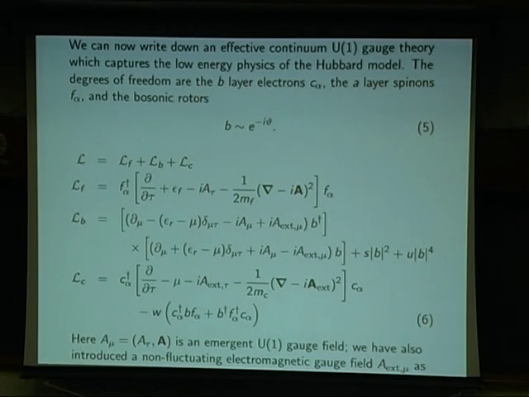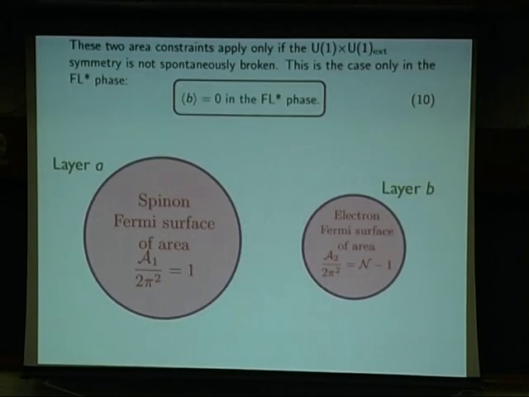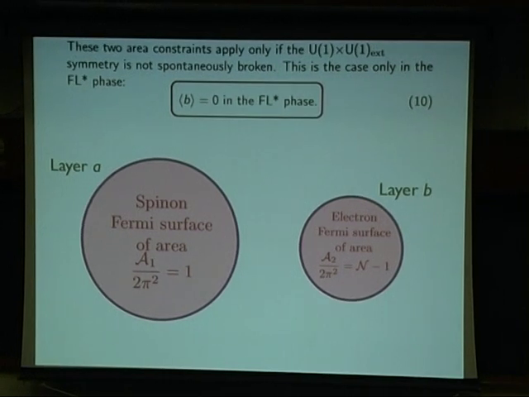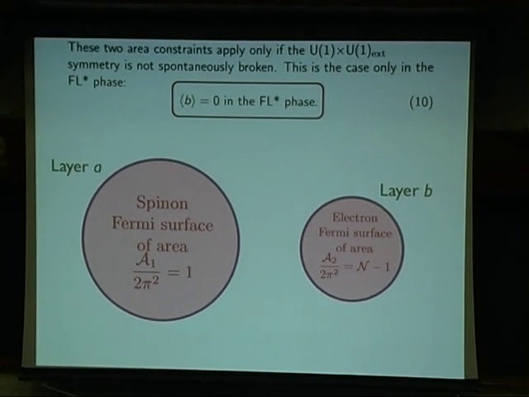And there are many ways of seeing it. In this system, the simplest way to see it is just to look at the Luttinger theorems. You look at the area of the Fermi surfaces. There's a non-trivial quantum feature. In this phase, if I now try to prove various Luttinger theorems, I get two Luttinger theorems. I conclude that I must get these two Fermi surfaces with fixed area. I have a spinon Fermi surface with area 1 and a small Fermi surface with area n minus 1.